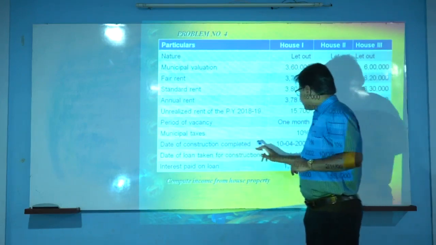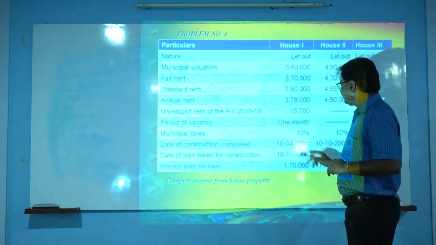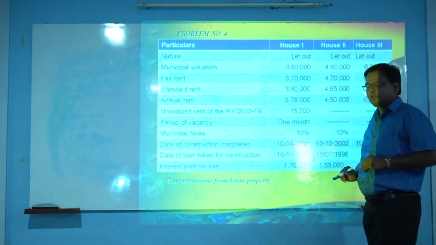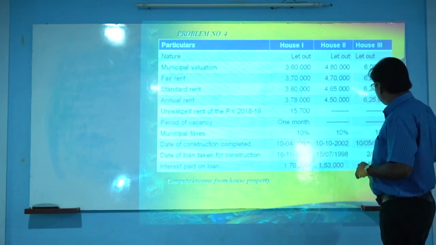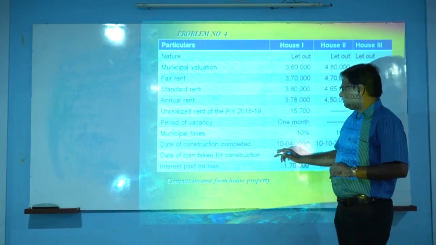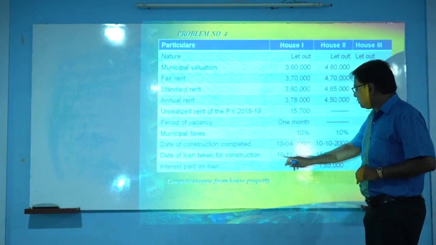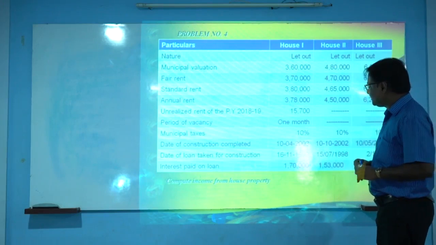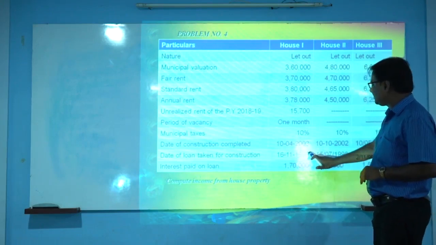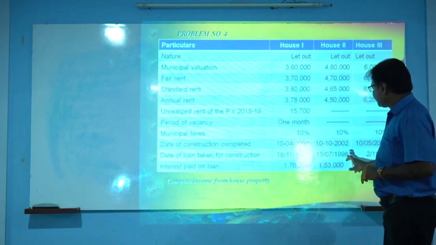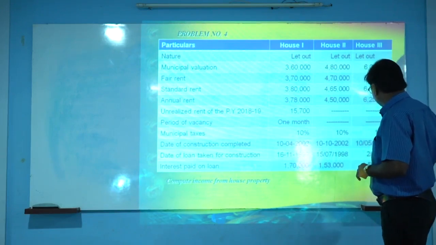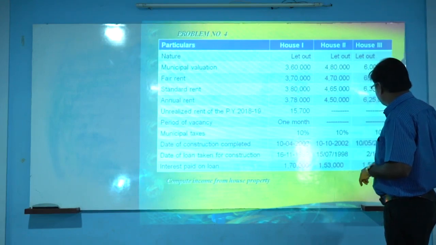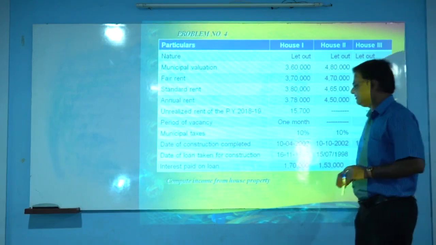Then the date of construction completed: the first property on 10th April 2003, the second property on 10th October 2002, and the third property on 10th May 2002. Then the loan taken period is given: the first property loan was taken on 16th November 1999, the second property loan on 15th July 1998, and the third property loan on 2nd November 1999.